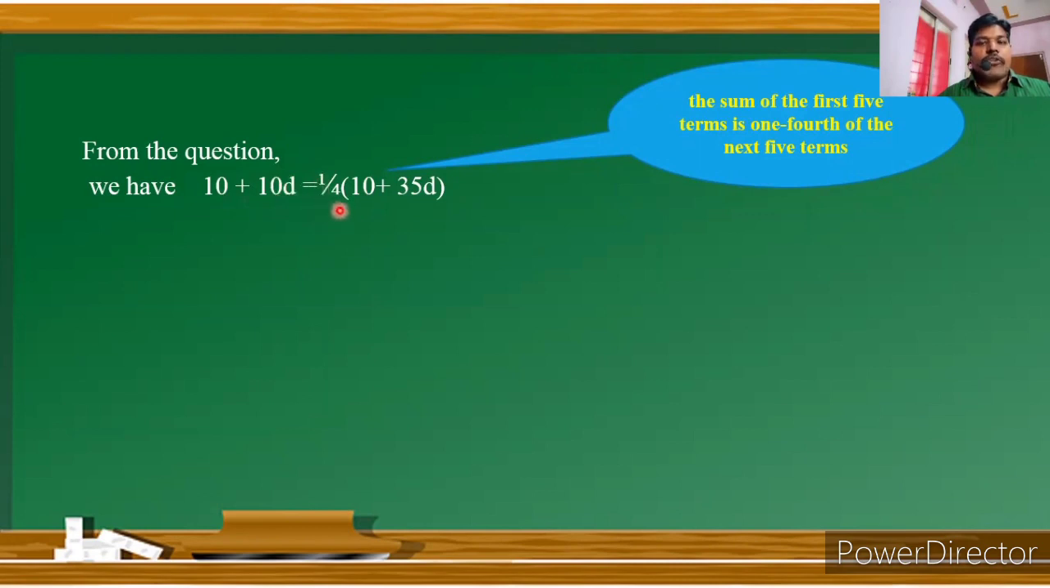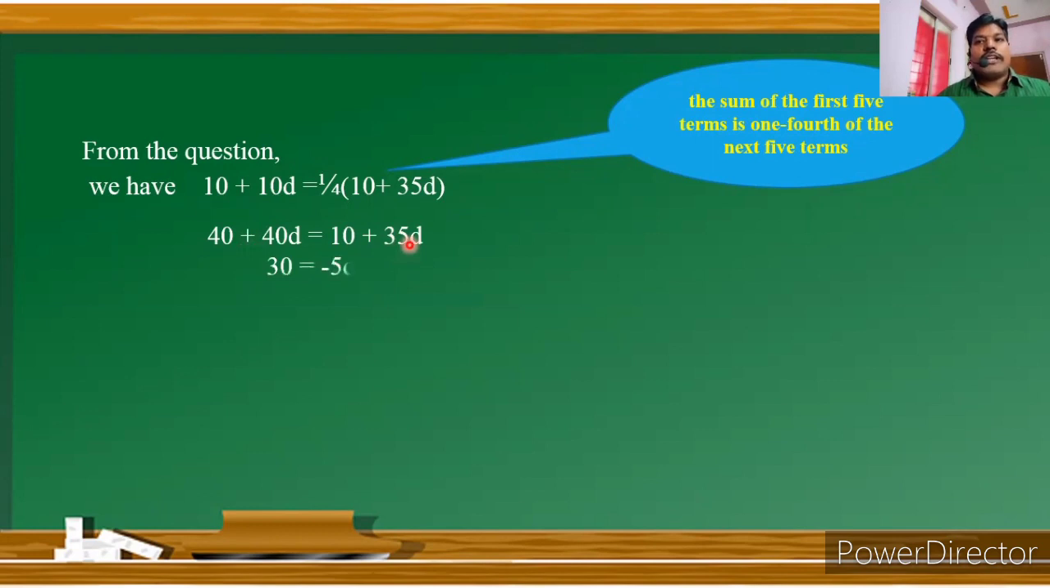That means 1/4 into the sum of the next 5 terms, that is nothing but 10 plus 35d. So all understand, students? The first 5 terms are 1/4 of the sum of the next 5 terms. So cross multiply here, take the 4 to this side. 4 into 10 is 40, and 4 into 10d is 40d. It will become 40 plus 40d, that is equal to 10 plus 35d.